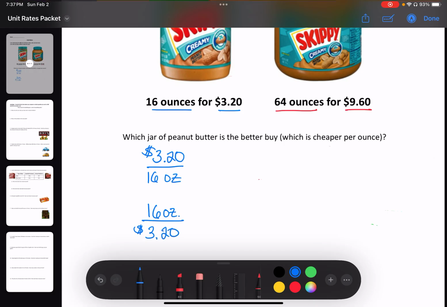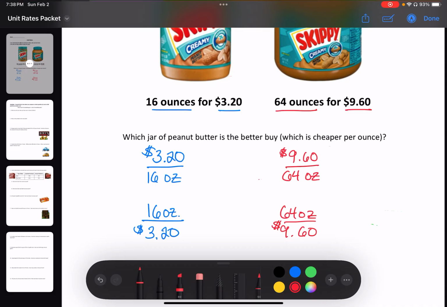Now, when we're comparing the other jar to that one, we want to make sure that whatever ratio we write, we write it in the same order as we wrote the original ratio for the small jar. So for the large jar, if we started with money per ounce, we want to start with $9.60 on top for 64 ounces on the bottom. Or if you did it the other way, 64 ounces on top for the $9.60 on the bottom.